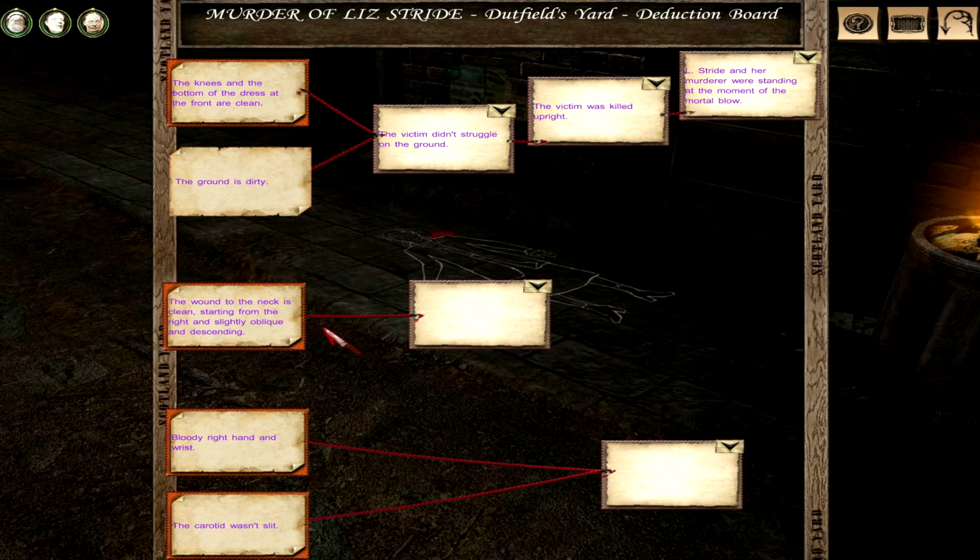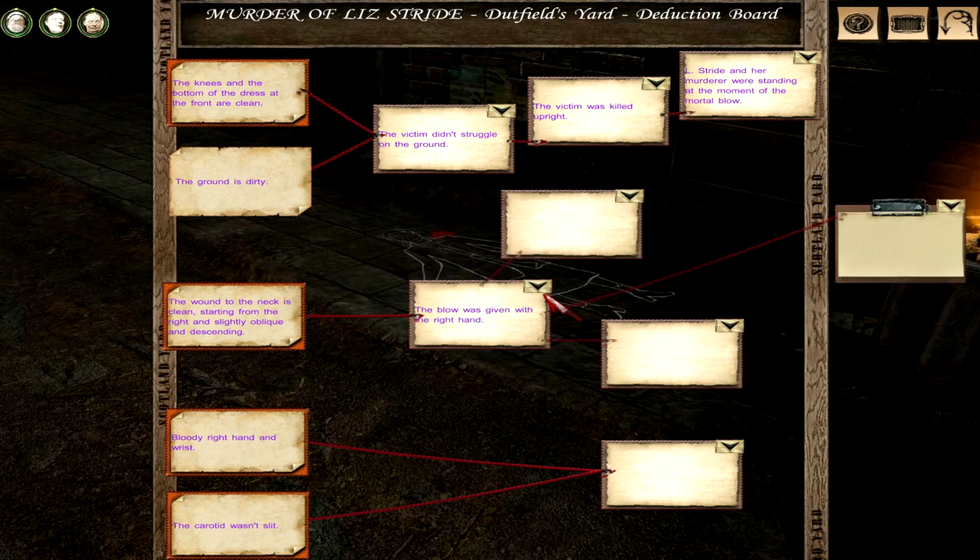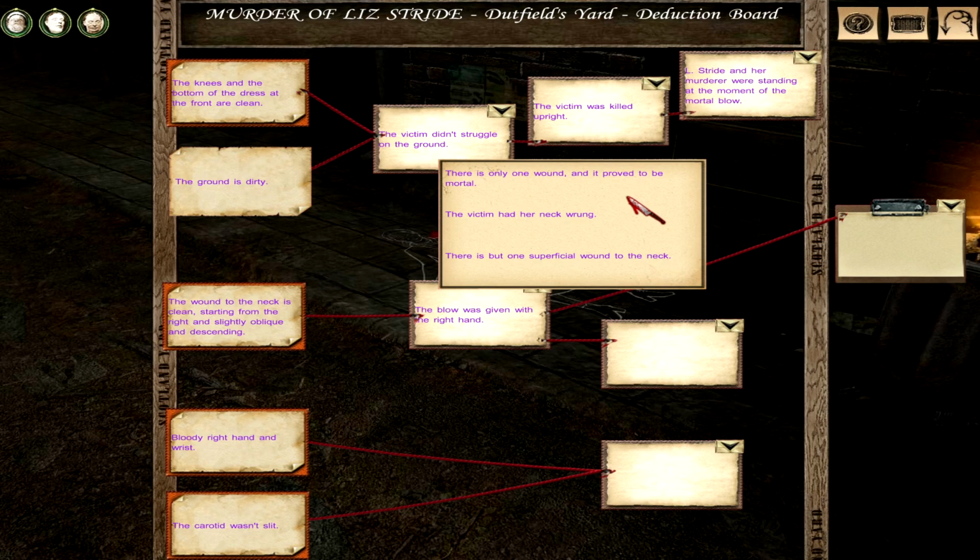Wound in the neck is clean, starting from the right and slightly oblique and descending. Shing. So right-handed. There was but one superficial wound to the neck. There was only one wound, and it proved to be mortal.